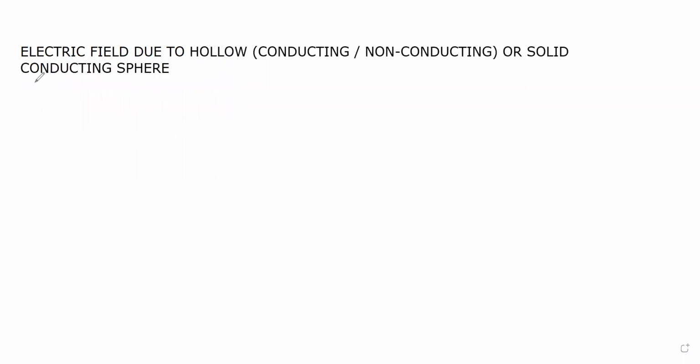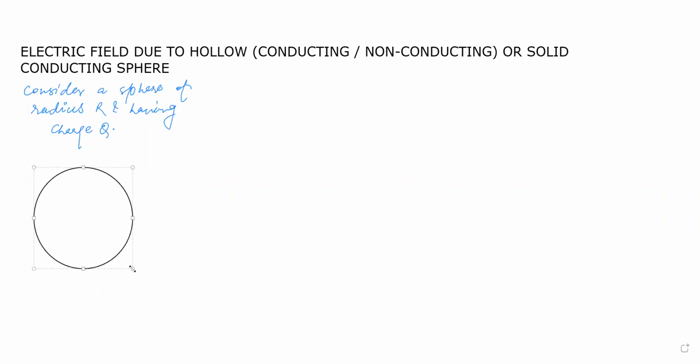First of all, we are going to consider a sphere of radius r and having charge capital Q. This is your conducting sphere. You can take here the charge is distributed uniformly throughout the sphere, and your charge is capital Q, having radius r.